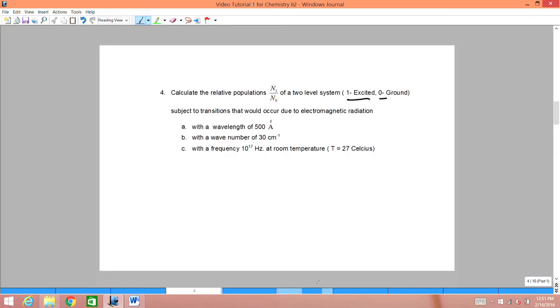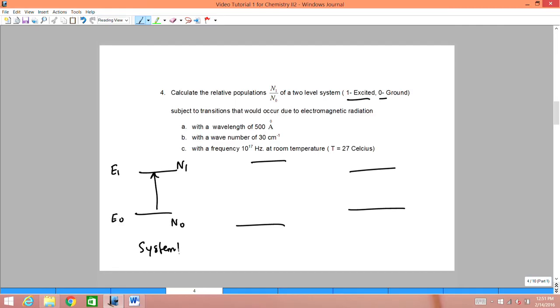You are asked to calculate the population ratio subject to transitions that would occur due to electromagnetic radiation of 3 different types. Therefore, what you have in this problem is 3 different sets of energies, 2-level system. This is one system, E0, E1 with N0, N1. This is system 1, corresponding to a transition of 500 angstroms. The transition energy requires a wavelength of 500 angstroms.